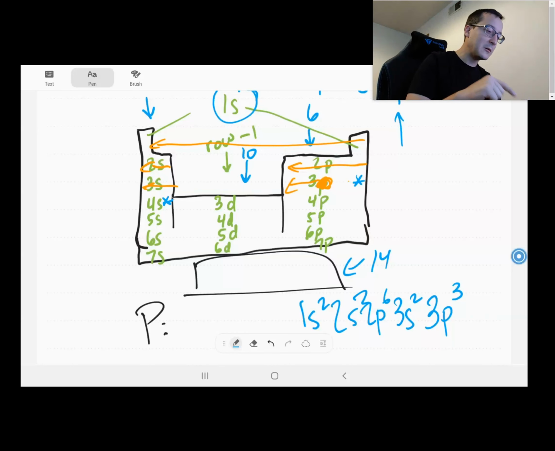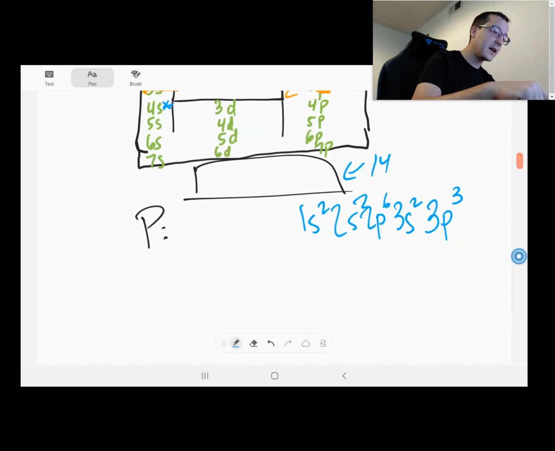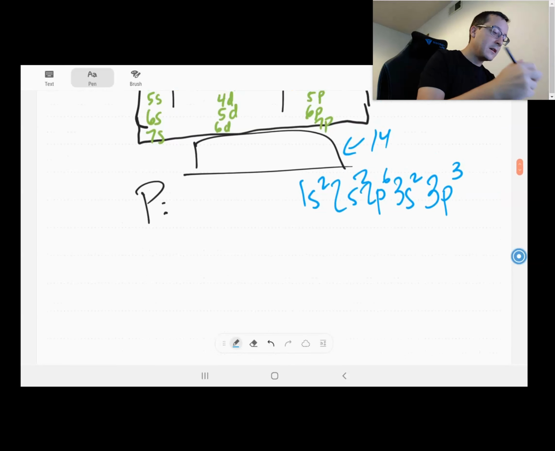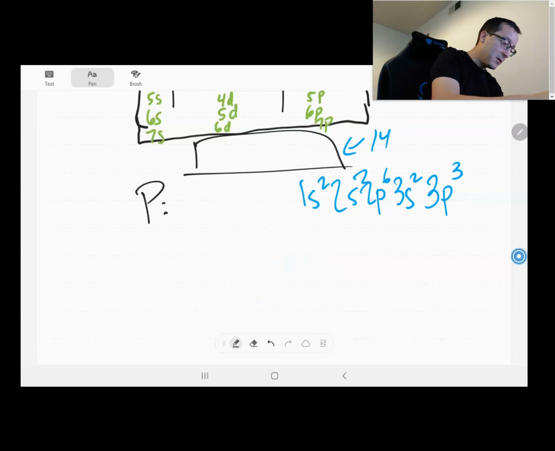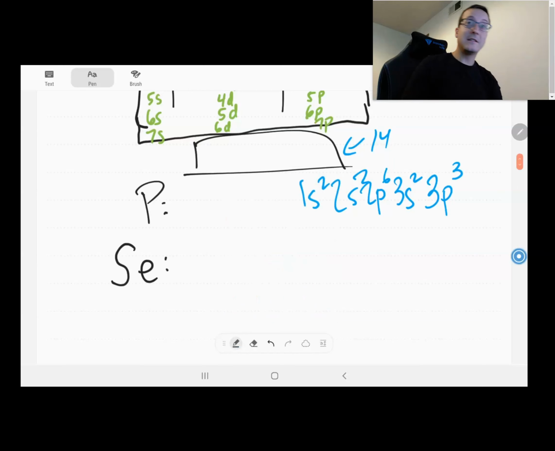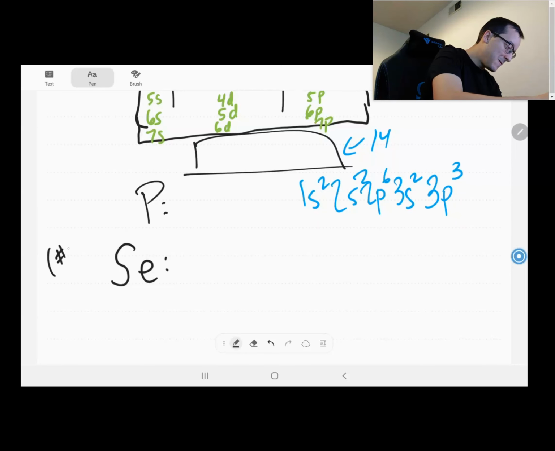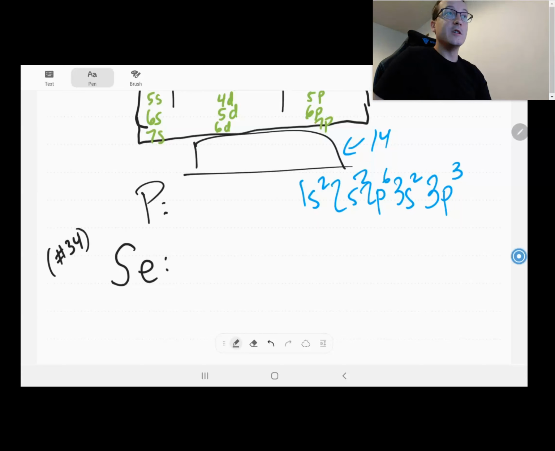Okay, so I'm going to go ahead and give you another element. Here we go. How about we do selenium? Selenium is number 34. Let's see, you guys can find it. I want you to type out what the last electrons are going to be for selenium. I want the subshell and then the number of electrons.